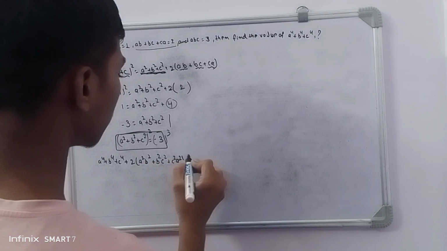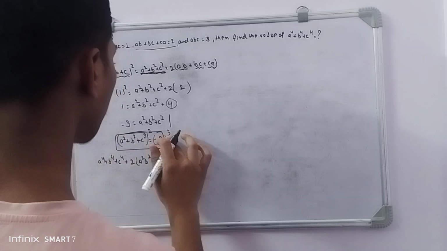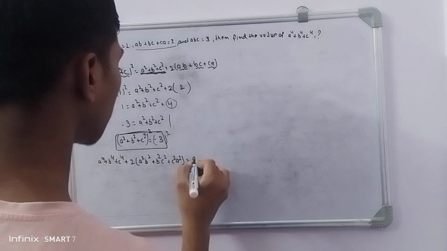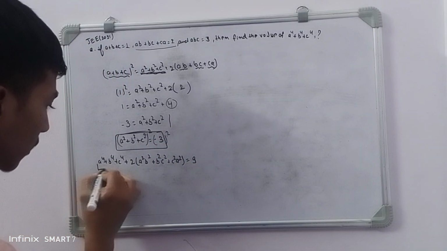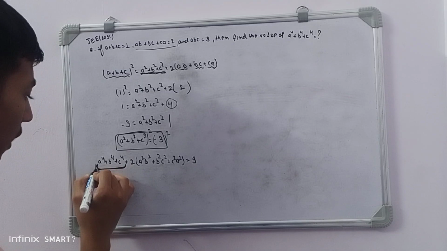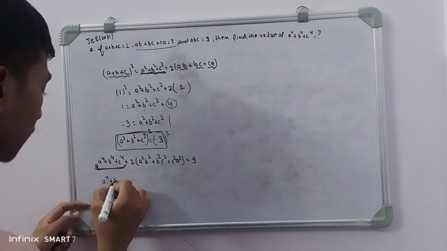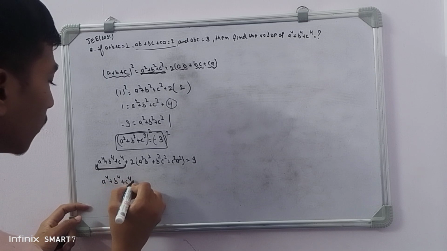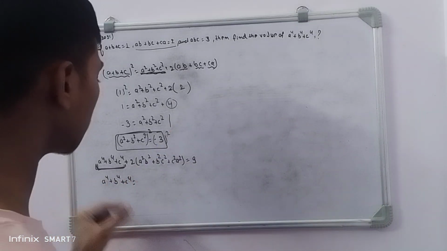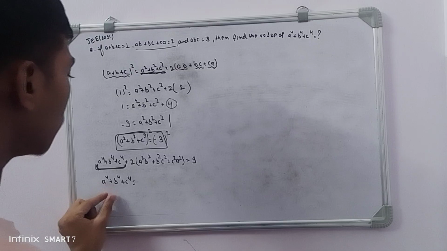Then the square of 3 we will get, which becomes 9. As we have to find the value of this one, right here a power 4, b power 4, c power 4, make this all to the left side because we have to find the value of this one.